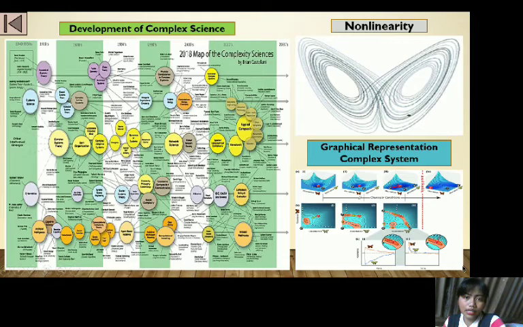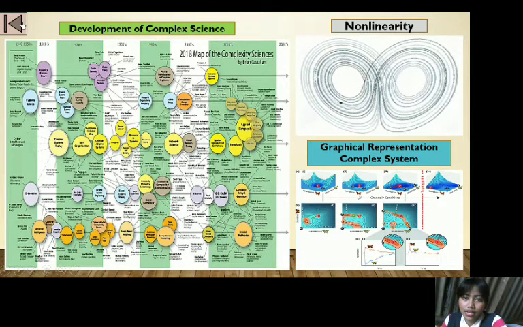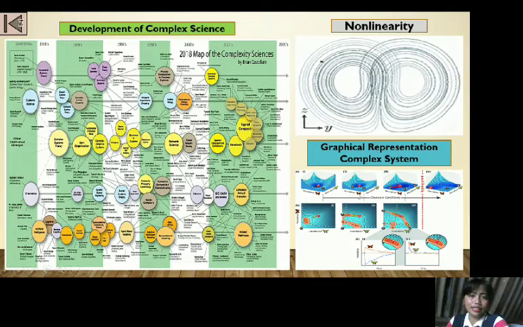So here are the examples: the development of complex science, the nonlinearity, and the graphical presentation of complex systems. That is the statistics in statistical finance.